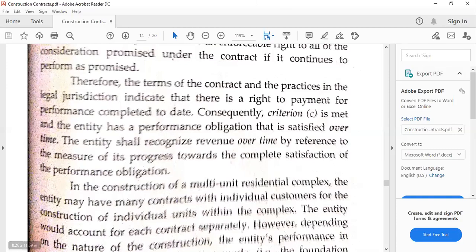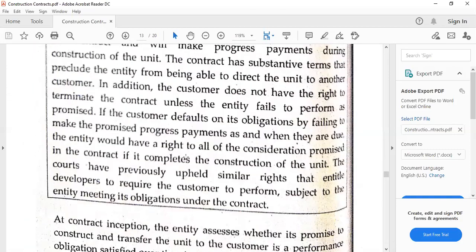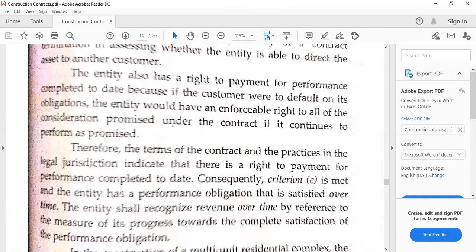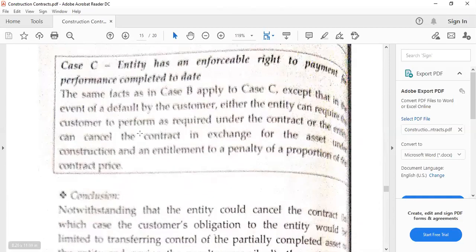But for this one, it's not stated, it's just a matter of whether there would be payments based on the percentage of completion, so over time. Then another one is that if the entity has an enforceable right to payment for performance completed to date.